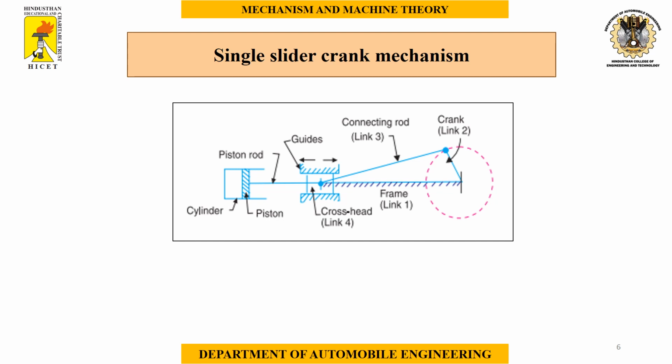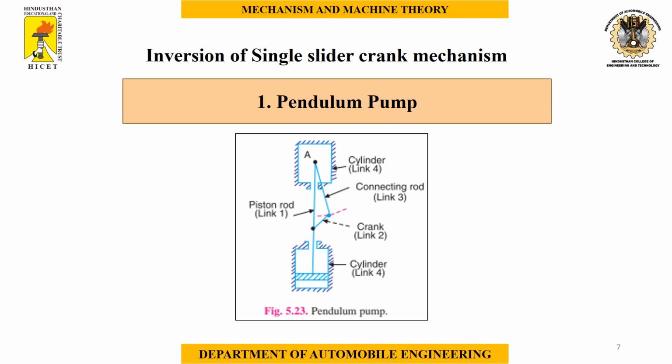This is the common diagram of single slider crank mechanism, where the piston slides inside the cylinder and the connecting rod transmits the movement of piston to the crank, where the crank rotates and link 1 acts as frame or cylinder. We can also reverse this operation. By rotating the crank, we can move the piston in a straight line or slide inside the cylinder. This is single slider crank mechanism.